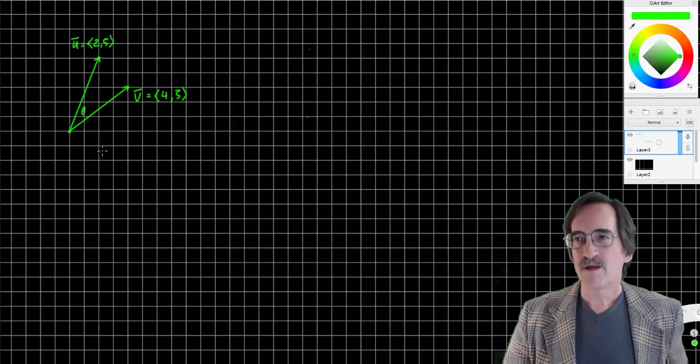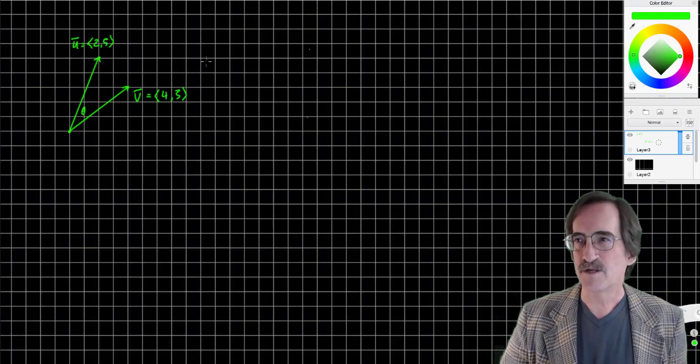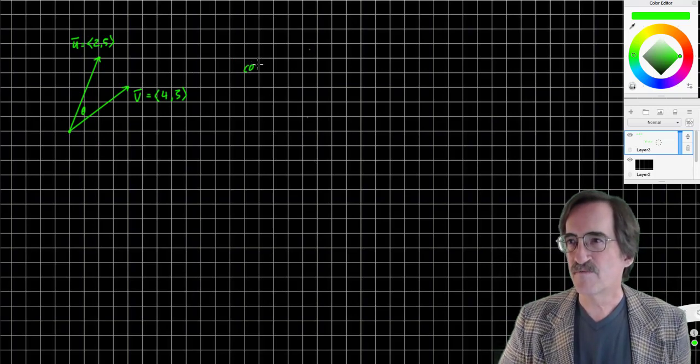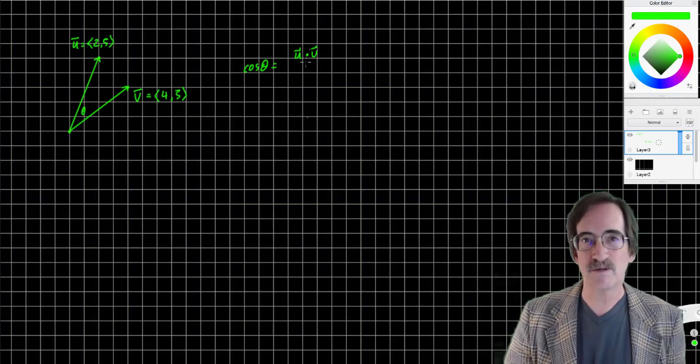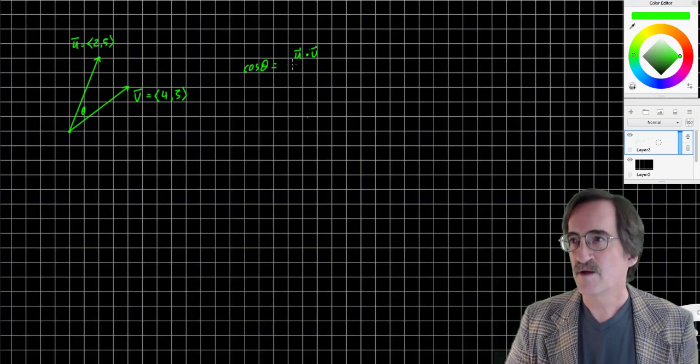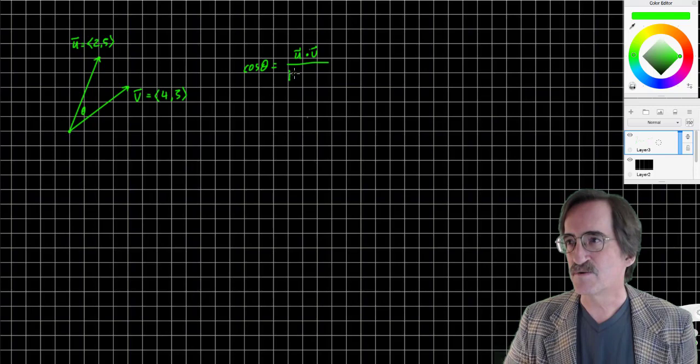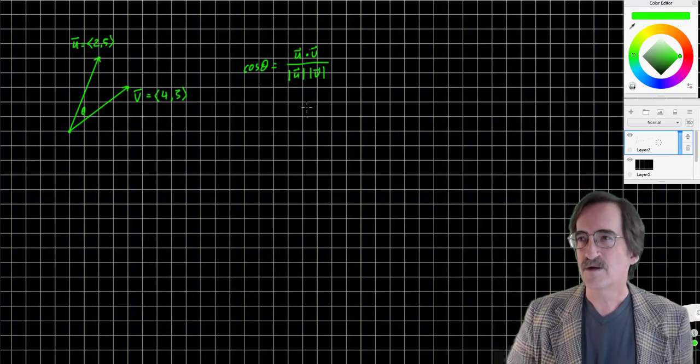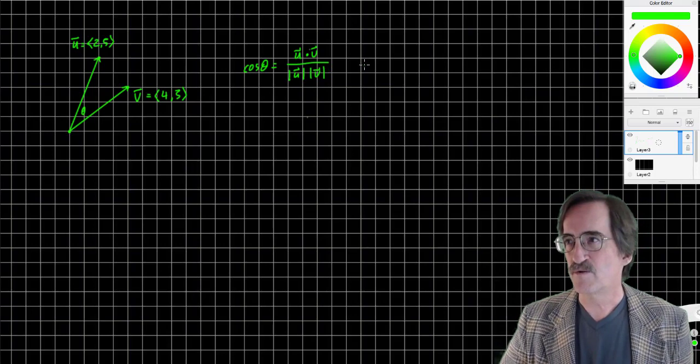Okay, and here's the formula that you need to memorize. Cosine of the angle theta is u dot v, so the dot product of u and v, which is a scalar, a number, not a vector, divided by the magnitude of u, which is a scalar, times the magnitude of v, which is also a scalar. Okay, and the answer is in radians. So be aware that we're talking about radian measure.